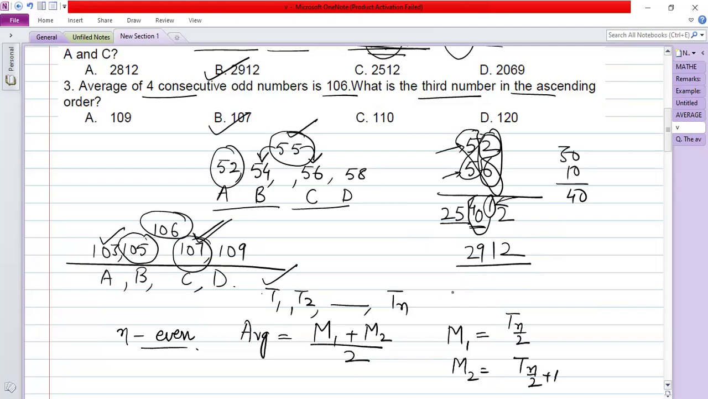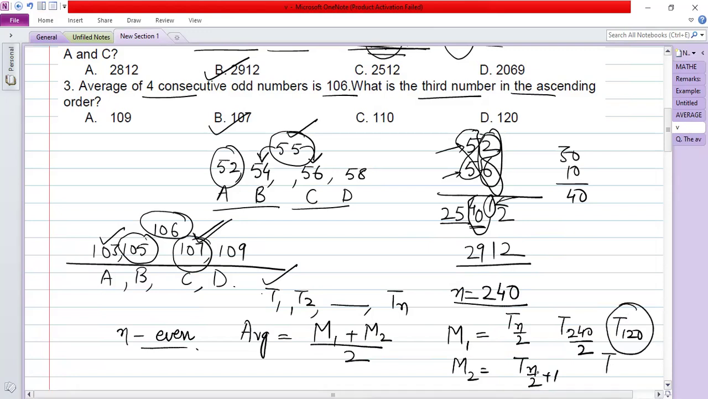For example, suppose n is 240. We have 240 terms. Then 240 divided by 2 means 120. The 120th term will be the first middle term. Then obviously 120 plus 1 means 121. This will be the second middle term. And the average will be nothing but the average of these two, the 120th term and the 121st term.